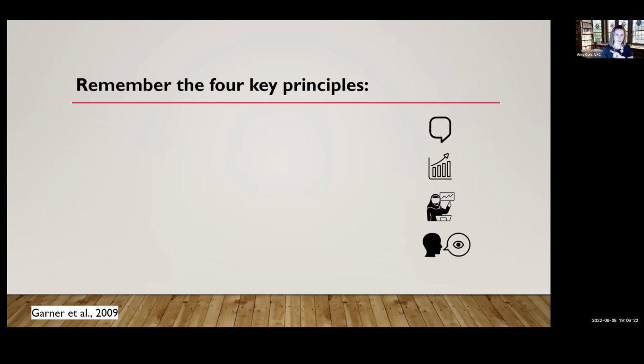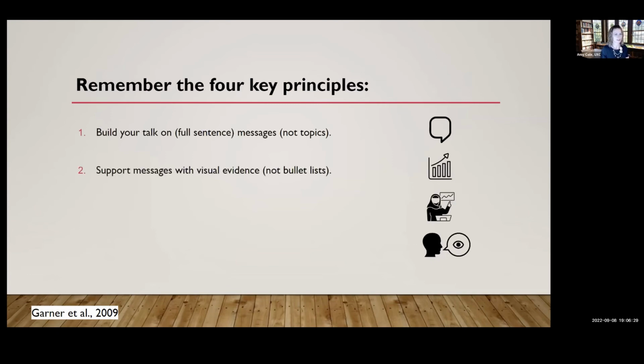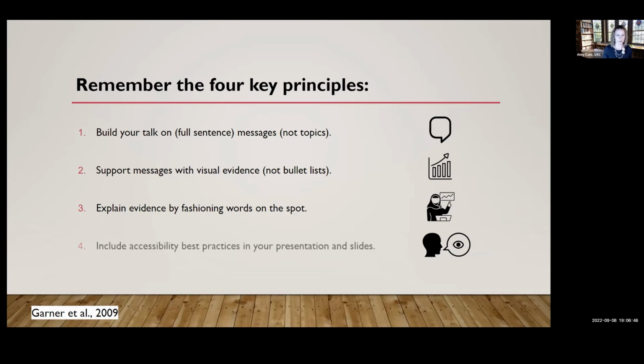All right, I'm going to wrap up with the 4 key principle countdown. Build your talk on those full sentence messages, not topics. Support those messages with your visual evidence. Avoid bullet lists if you can. Explain that evidence by fashioning words on the spot. Try not to read your presentation out loud. If you can avoid it, use those images to inspire you to talk about what you're good at talking about. And then, of course, my favorite, including accessibility best practices in your presentation itself and in the slides.